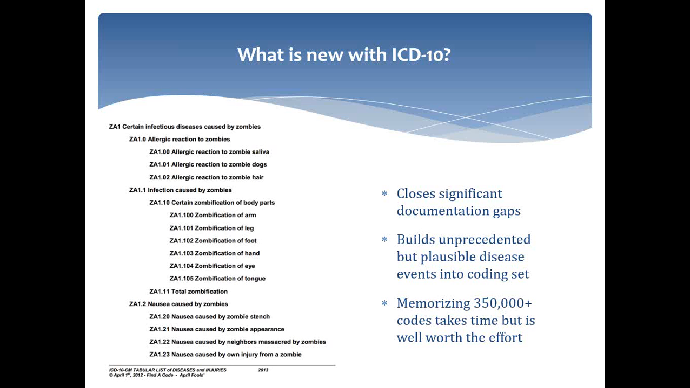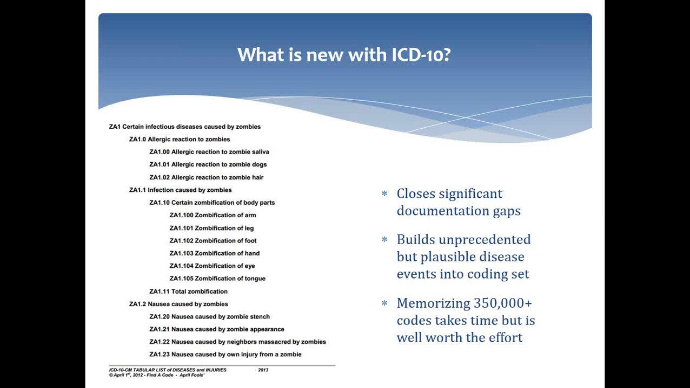And I've copied and pasted a patch of those codes here on your screen. And you can see there are Z codes. The first code that you see there, and there's several hundred codes in this chapter, ZA1 is the category of codes for certain infectious diseases caused by zombies. And then you have the subcategories there of allergic reactions to zombies, infections from zombies, and nausea caused by zombies. And just to pick one of these codes, take a look at ZA1.22, nausea caused by neighbors massacred by zombies.